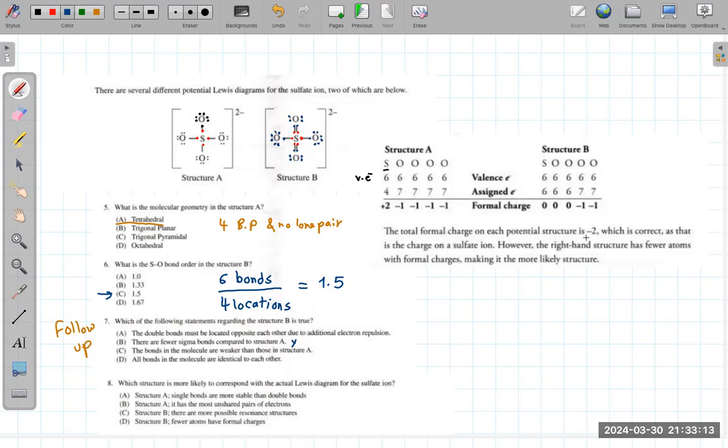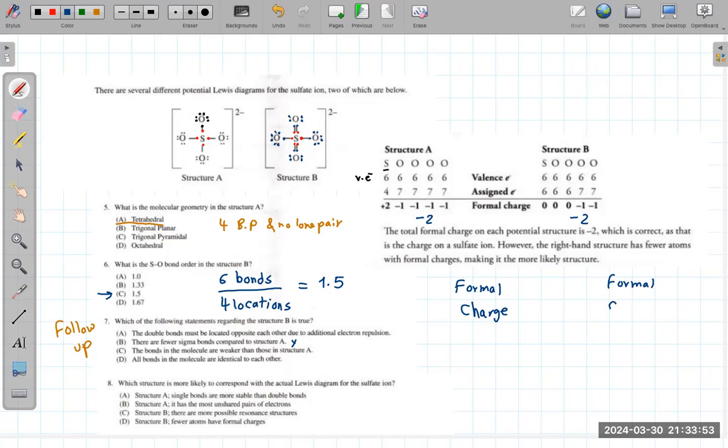The total formal charge on each potential structure is -2, which is correct. When he did plus 2, -1, that is plus 1, plus 1, 0, -2, it came out -2, and here 0 0 0 -2, so both are -2. He said both are correct, as this is the charge on the sulfate. However, the right-hand structure has fewer atoms with formal charges, making it more likely the structure. This has 2 formal charges. So he started to calculate the formal charge of these on each atom.